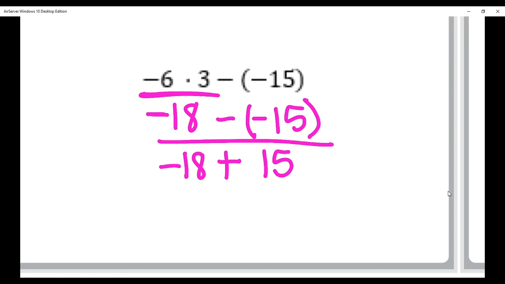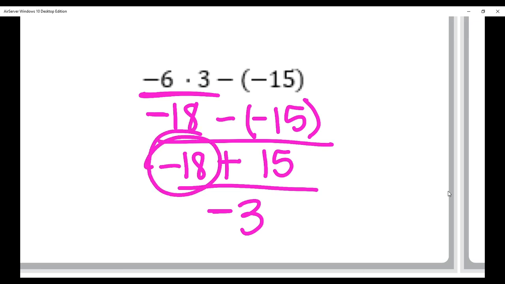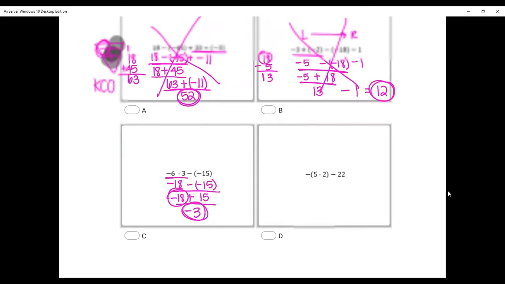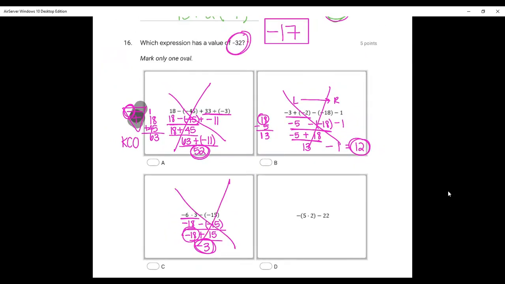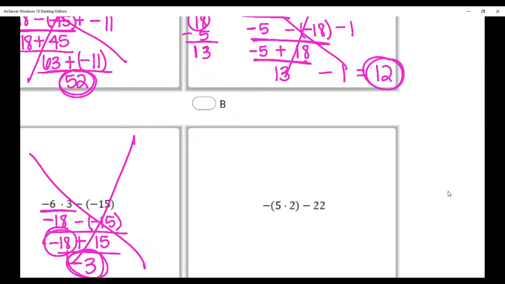They're on different teams, so I subtract. 18 minus 15 is 3, and I keep the negative because team negative won, so negative 3. And again, that's not my answer because I'm looking for negative 32. Okay, last one. Hopefully this is it.